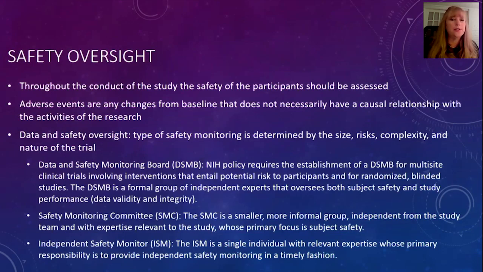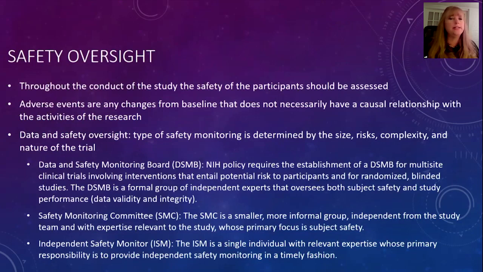There are other types of oversight safety constructs, such as a safety monitoring committee, which may be convened for studies that do not rise to the policy level of needing a DSMB. For example, an open label, unblinded dose escalating design that would benefit from the advice of a smaller, more informal group independent from the study team and with the expertise relevant to the study, whose primary focus is subject safety review. These folks may be able to be convened a little bit more quickly and can provide guidance and advice to the PI at key points throughout the study.